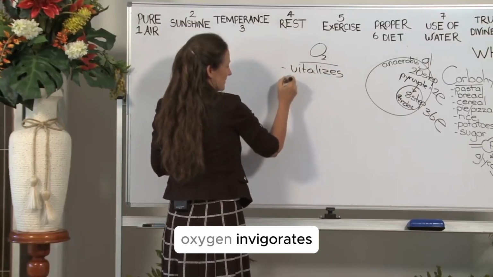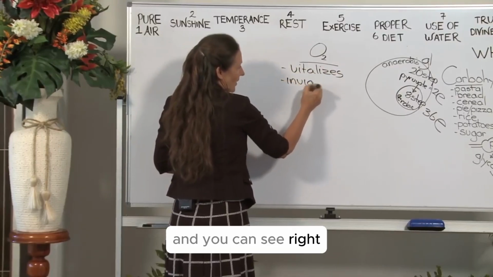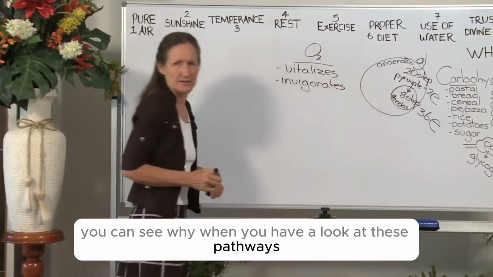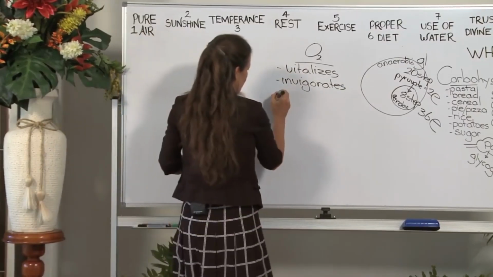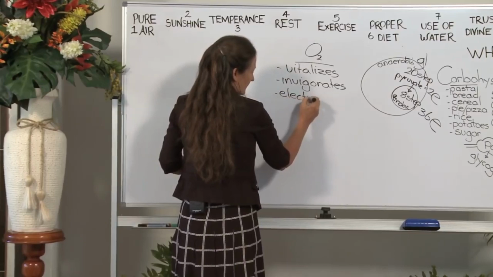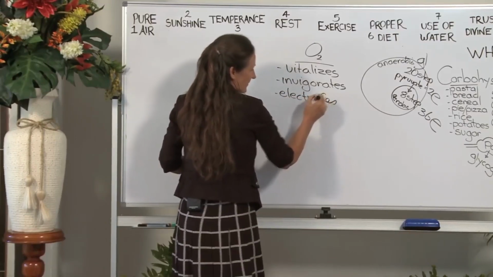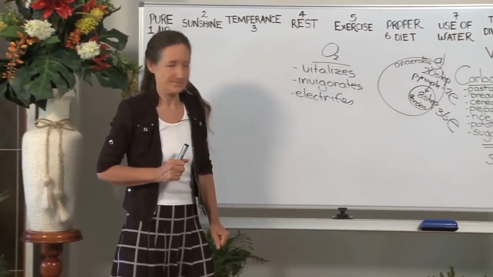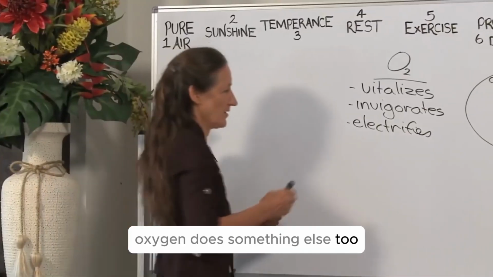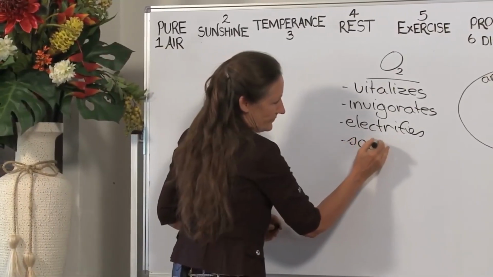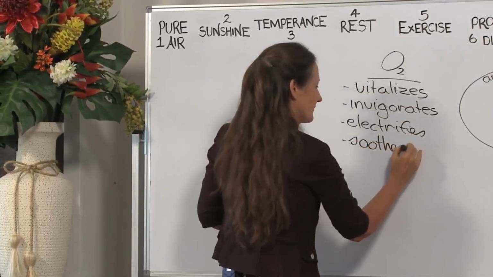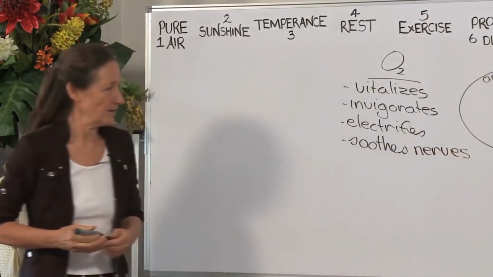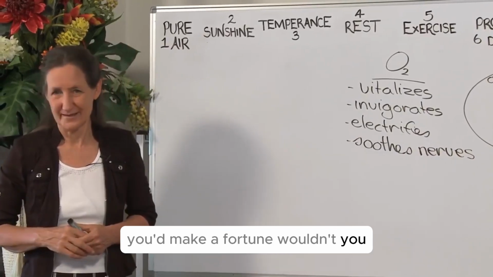Oxygen invigorates. And you can see why when you have a look at these pathways. An incredible difference oxygen makes. Oxygen electrifies. That's how you're going to feel when every cell in your body is running on oxygen. Oxygen does something else too. Oxygen soothes the nerves. And we need nerve soothers. If you could put it into a bottle, you'd make a fortune, wouldn't you?